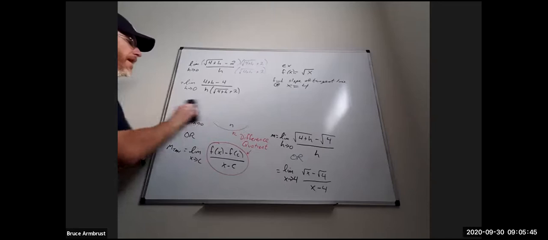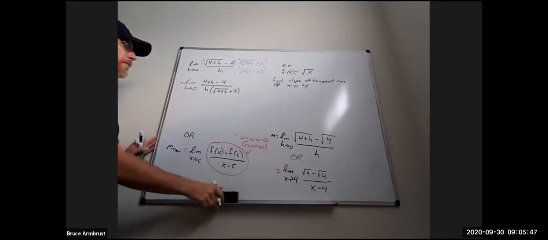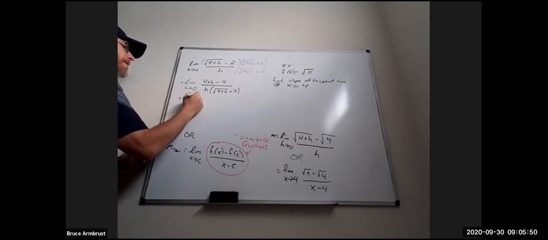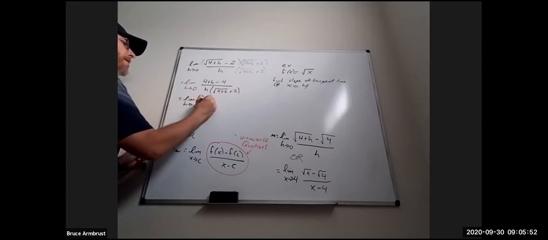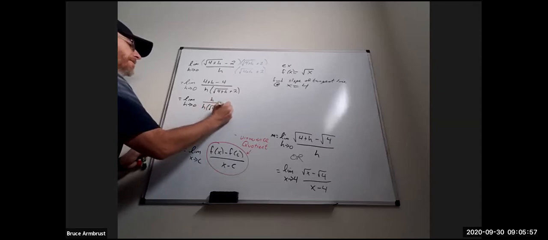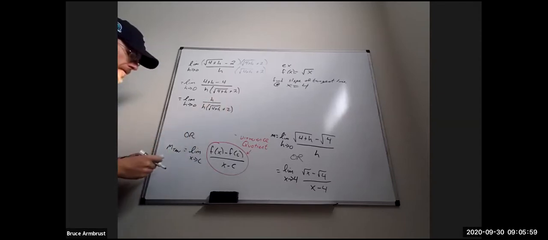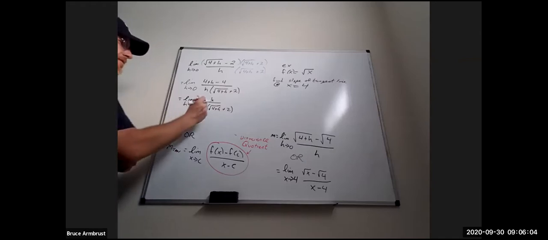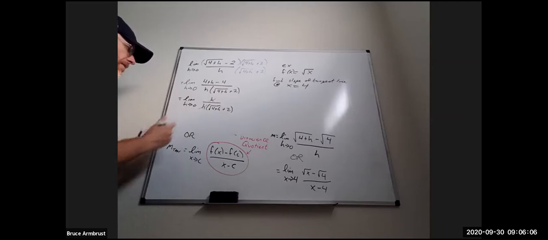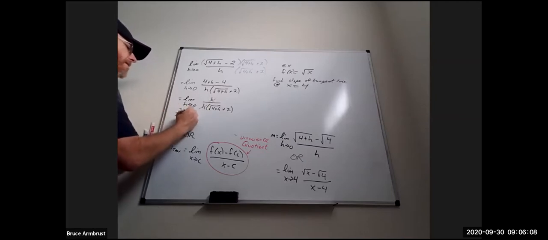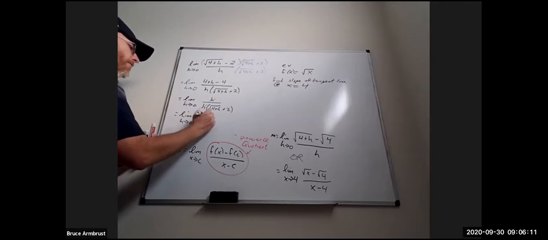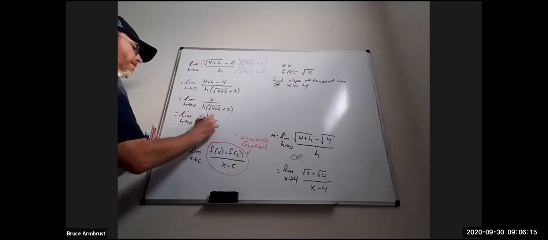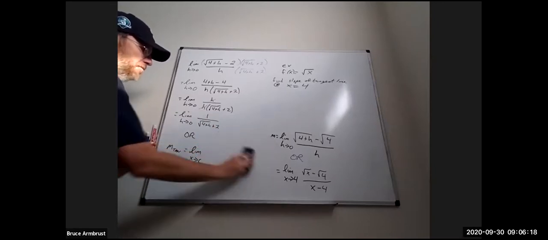Notice that on top, the 4's cancel. So I'm left with the limit as h goes to 0 of h over h times this stuff. And now I can cancel those h's. So we've got the limit as h goes to 0 of 1 over the square root of 4 plus h plus 2.